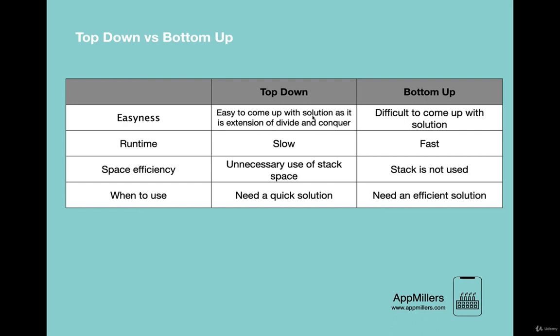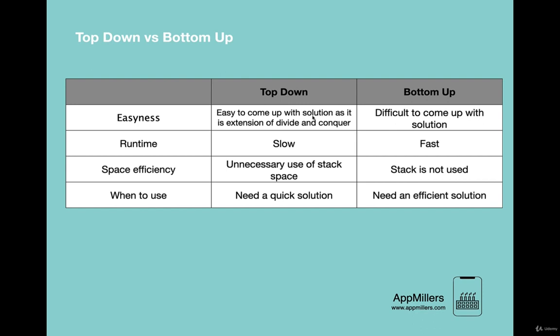Now in terms of space efficiency, the top-down method uses the stack in memory because when we call a method recursively, we have to keep the values of the recursion in the stack, and when we come back to that value we take it from there. So unnecessary use of the stack occurs during the top-down method. But in the bottom-up method, the stack is not used. We are using memory, but not stack memory. That's why the bottom-up approach is very efficient.